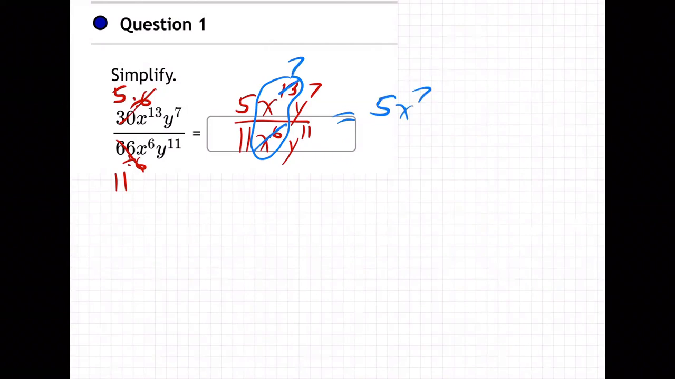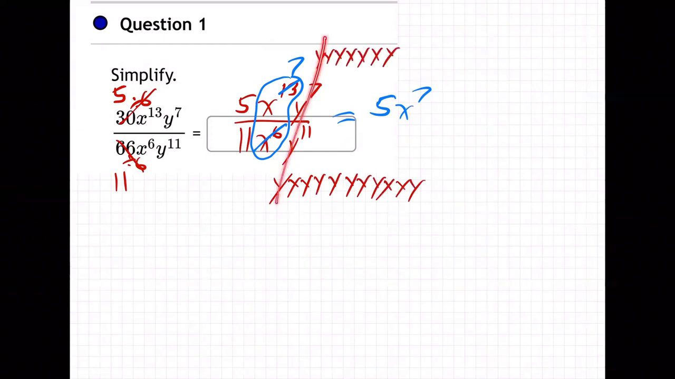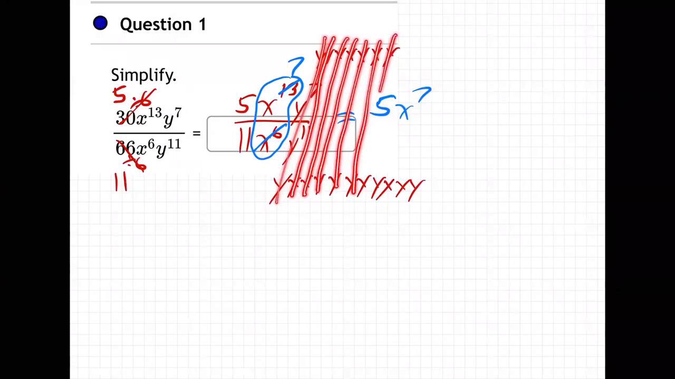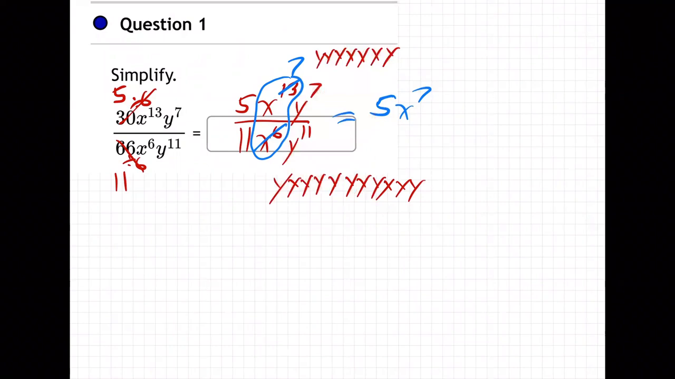Same thing. Remember the y's, there's 11 y's in the bottom, and 7 on top. And they're going to cancel and cancel and cancel. What are we left with? 4 extra y's on the bottom, of course. So we just subtract, and wherever the bigger power is, that's where the leftovers are. So it's going to be over, and this cancels into here, leaving y to the 4th, and that is our final answer.